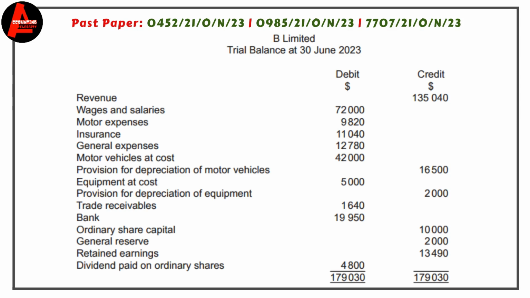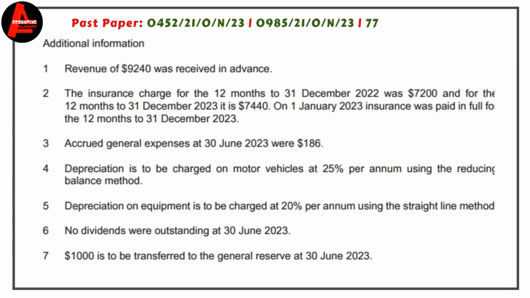Okay, now equipment. So here on the question we see equipment at cost, it is $5,000, and next item, provision for depreciation of equipment, it is $2,000. Okay, so the depreciation method for equipment is different here on this question. So what is the method here? Number 5, depreciation on equipment is to be charged at 20% per annum using the straight line method. Okay, so here it is a straight line method.